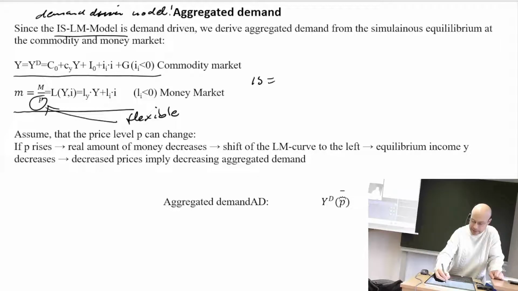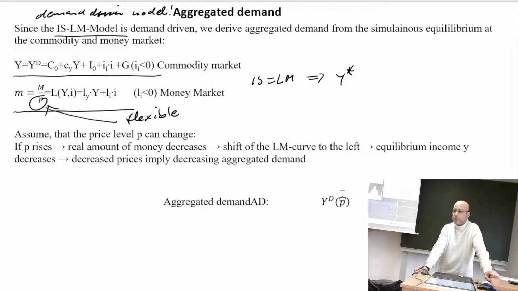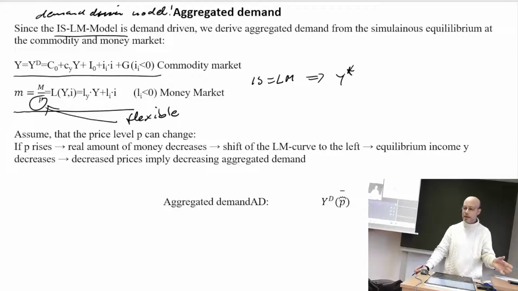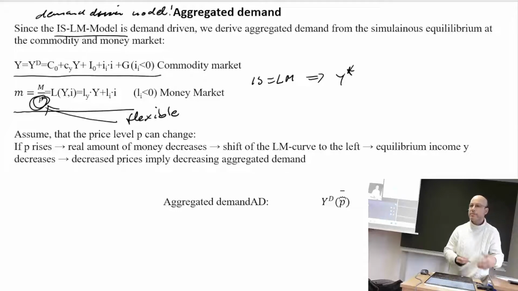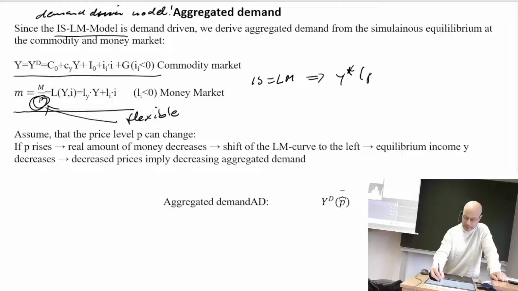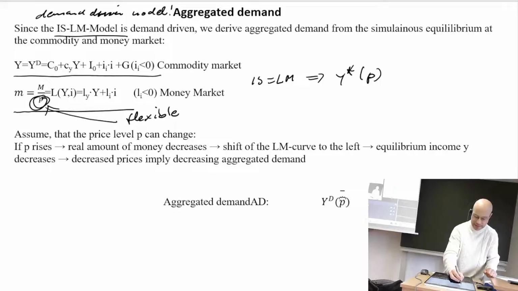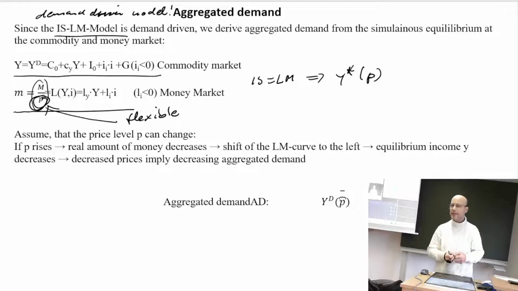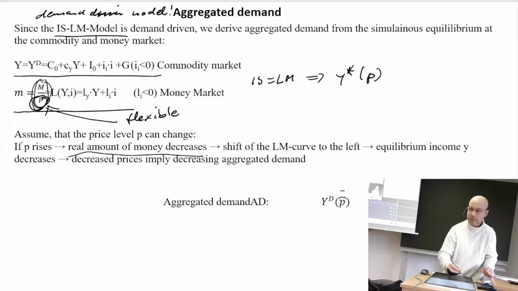Remember, from setting IS equal LM, we obtained an equilibrium output. But of course, this equilibrium output is dependent on a specific price level. We didn't talk about this because in the ISLM model, we assumed that prices are fixed. But now these prices can change. And what happens if these prices change? Everything else should be constant. This just means that the real amount of money decreases.